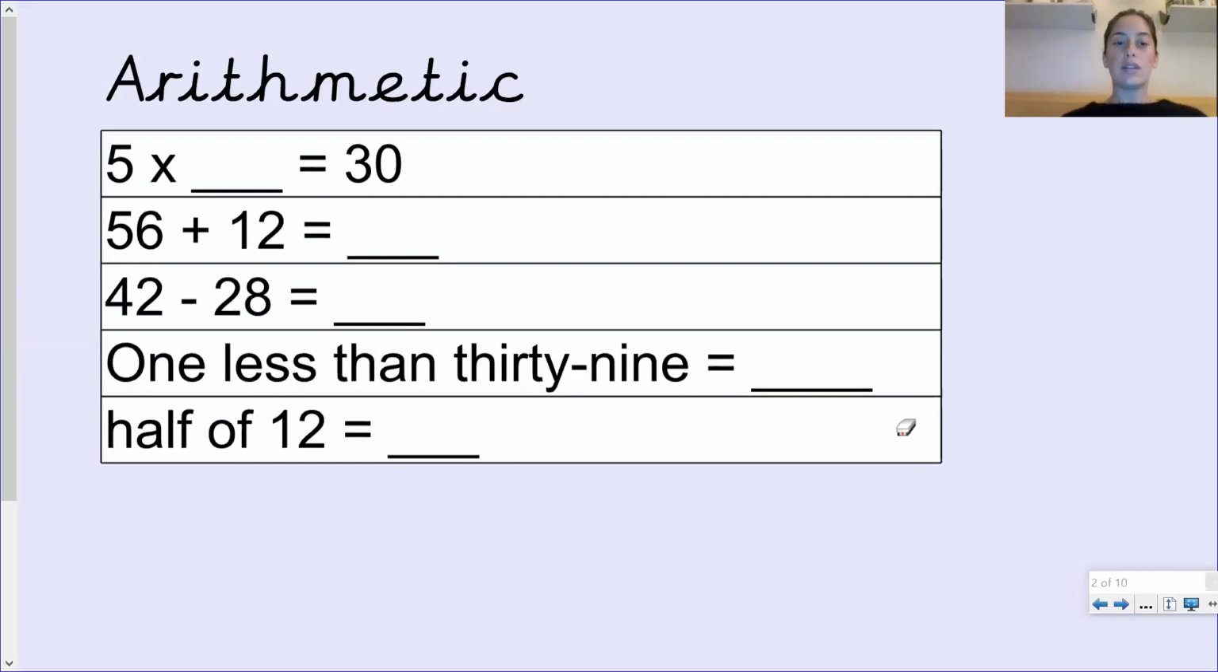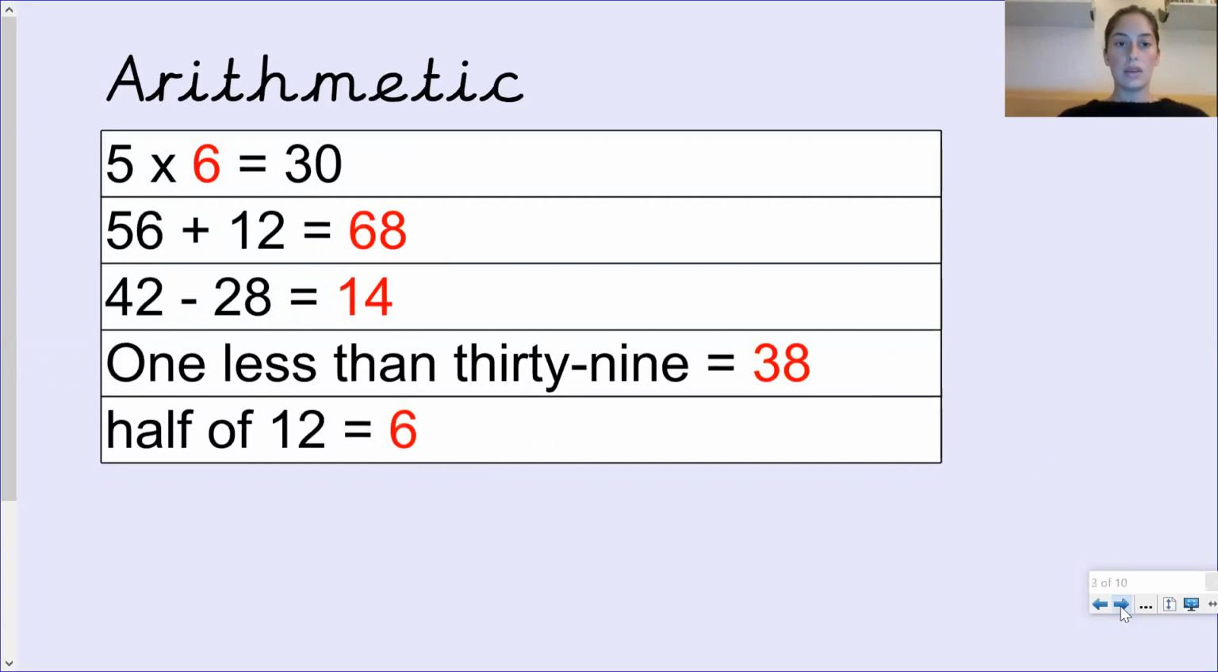Okay, so now that you've had a go at doing all the questions by yourself, I'm going to show you the answers and you're going to correct your work. If you've got the answer correct, just give yourself a tick. And if you've made a mistake, that's fine. You can just write the correct answer next to it. So here are the answers for your arithmetic questions. Pause the video, correct yourself, and when you're ready, we'll start the lesson.